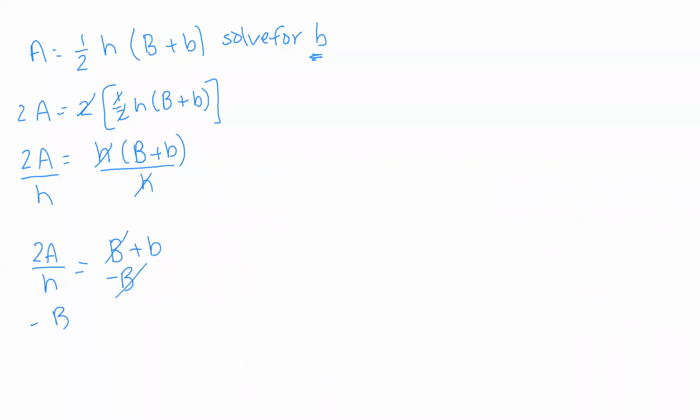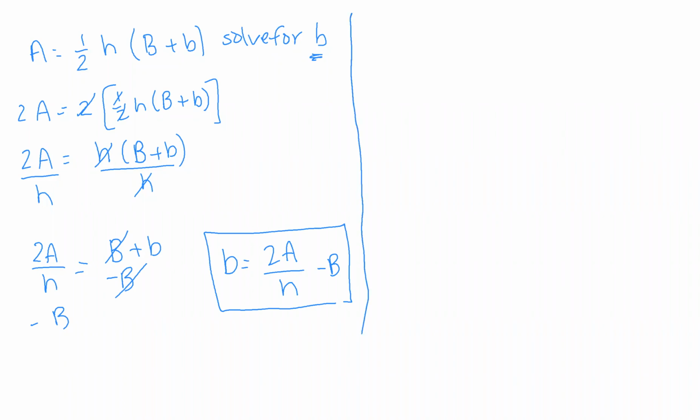On the right, the big B's cancel, so I'm left with little b, or lowercase b, equals 2a over h minus B. And that's it. There you have it. Now, if you had solved it the other way, where you distributed the h, your final answer would look a little bit different, but it would still work.